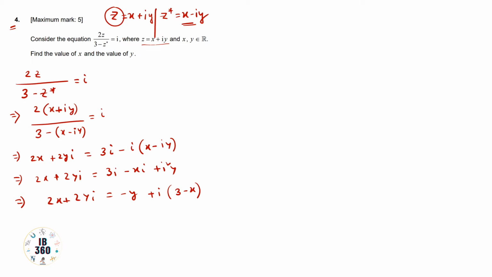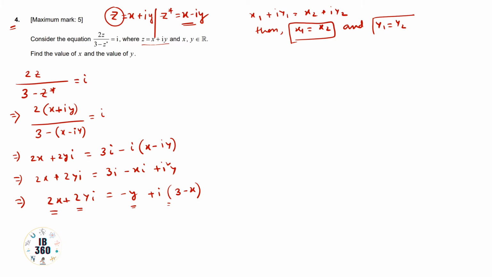So for complex numbers, the real parts will be the same and the imaginary parts will be the same. Let me give you one more example: x1 plus iy1. If this equals x2 plus iy2, then x1 equals x2 and y1 equals y2. So this is the formula that we will use here: the real part equals the real part and the imaginary part equals the imaginary part. So in this way the problem will go.